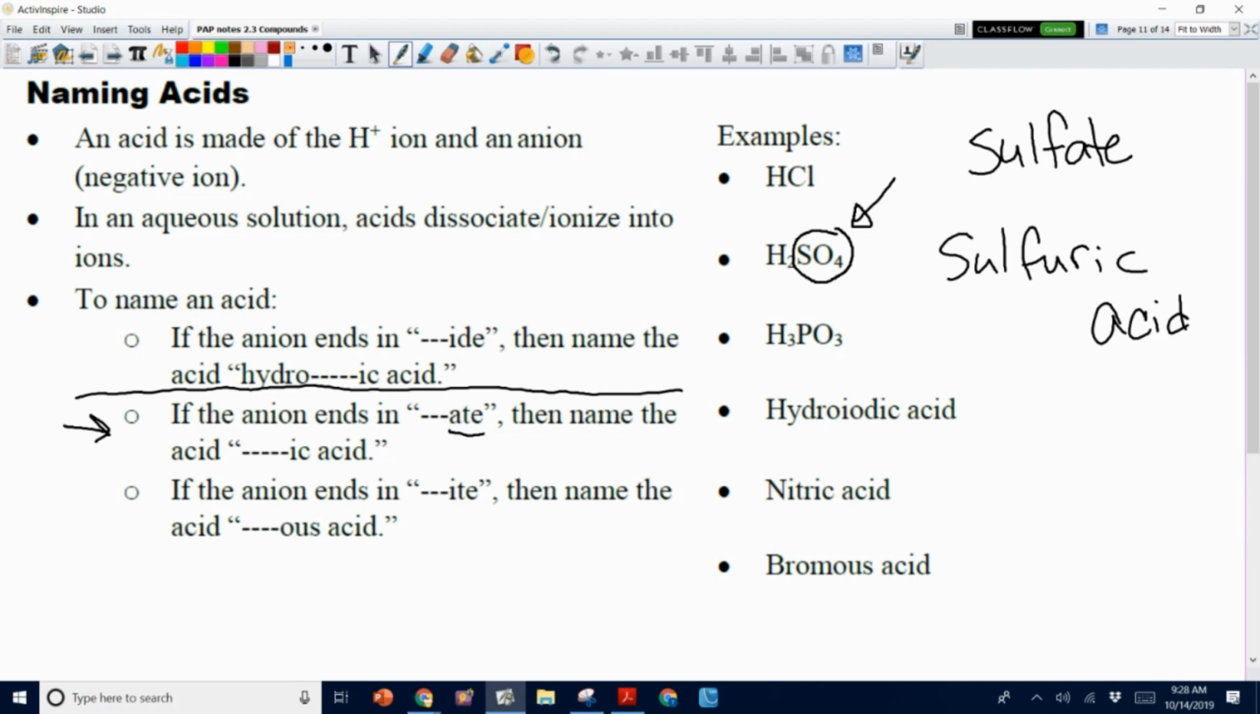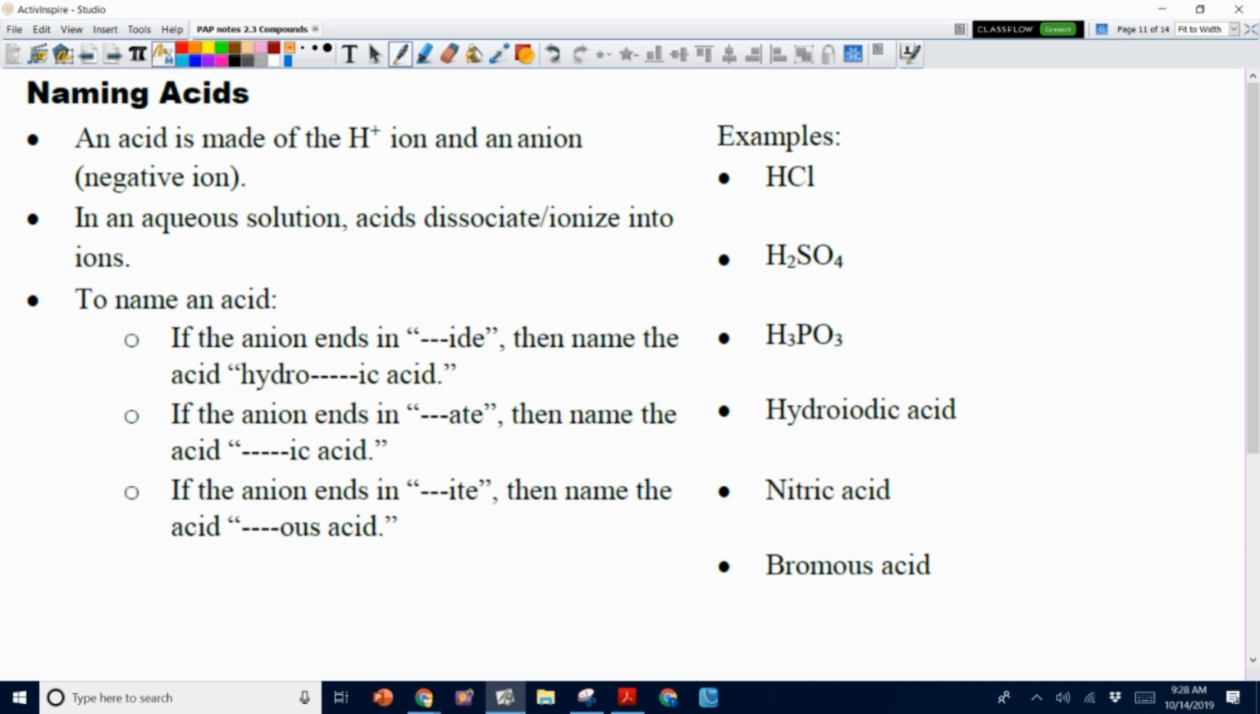So "-ic," you're going to think, oh, ick. So that came from -ate. So sulfate ion, so it's H2SO4. The way that it's named helps you recognize what the formula would be. Okay, all right. So let's go to the next example, PO3.